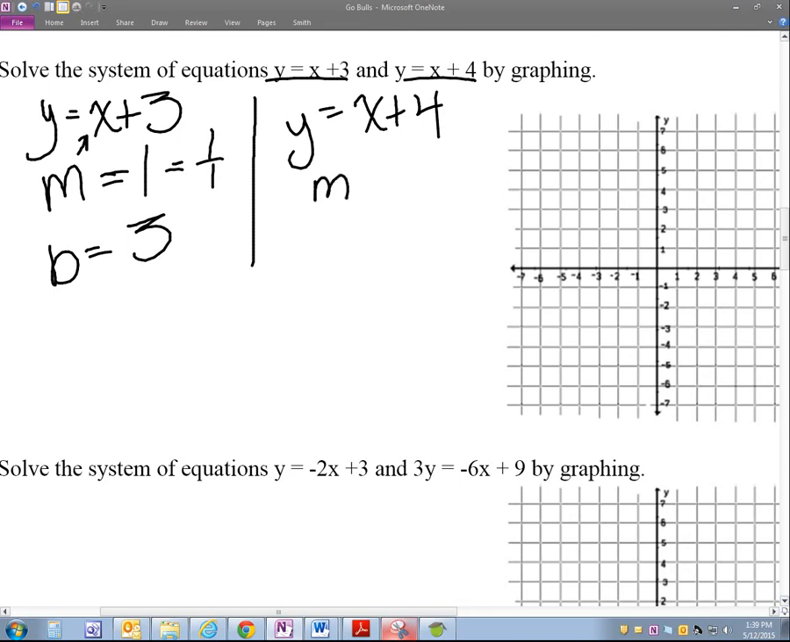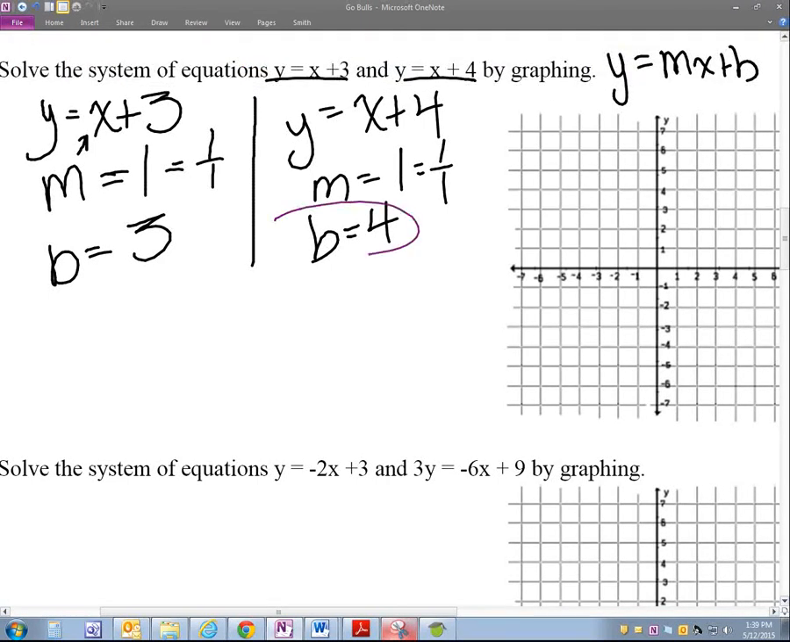My m for this one is also 1, which is 1 over 1, because I want it to look like rise over run, so I can do this more efficiently and know that I'm getting the correct answer. My y-intercept for the second guy is going to be 4, because that's where the b is. It's after the variable. What am I talking about with the b? Y equals mx plus b. I want it to look like that. So I'm going to have this one be purple. I'm crossing at 4.